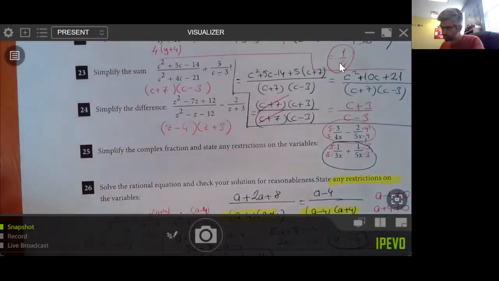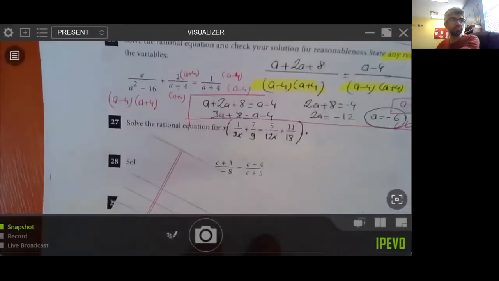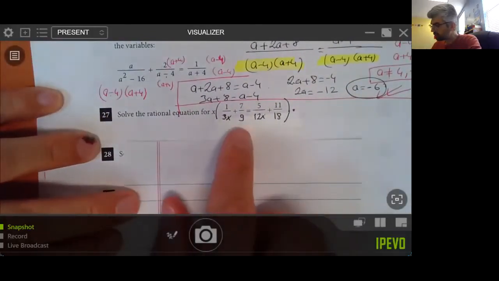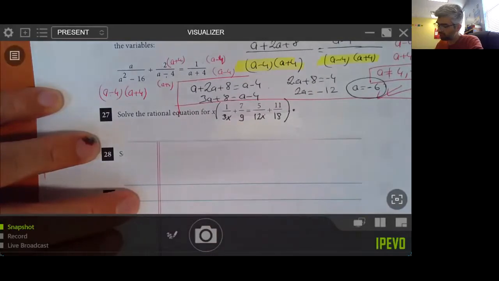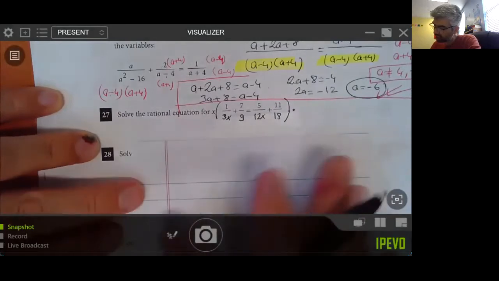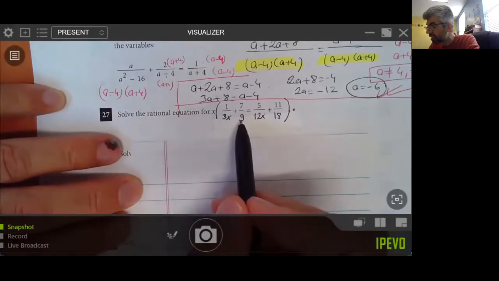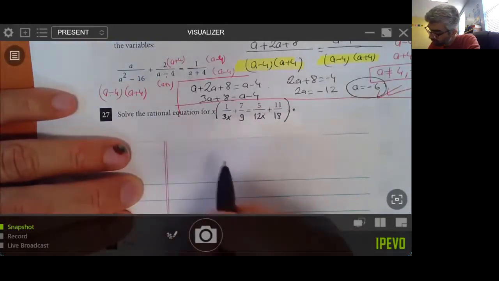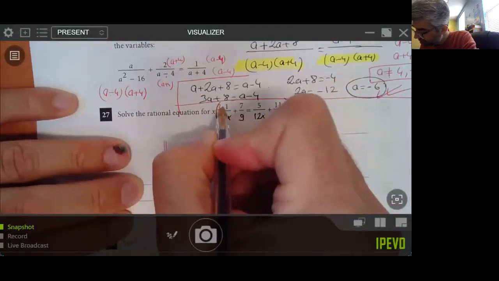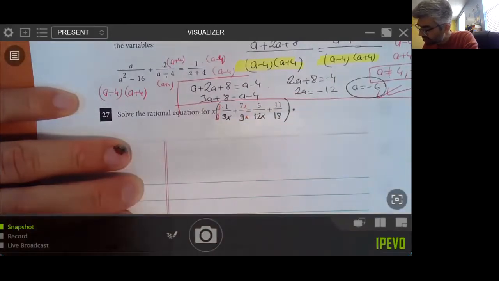Okay, so here there's a question. Let's find the least common denominator here, guys, right? So number 28, I will show that method here. I solved the previous one like that. We have 3x times and 9. So the common denominator here is 9x, I multiply the first fraction by 3 and the second one by x, okay?